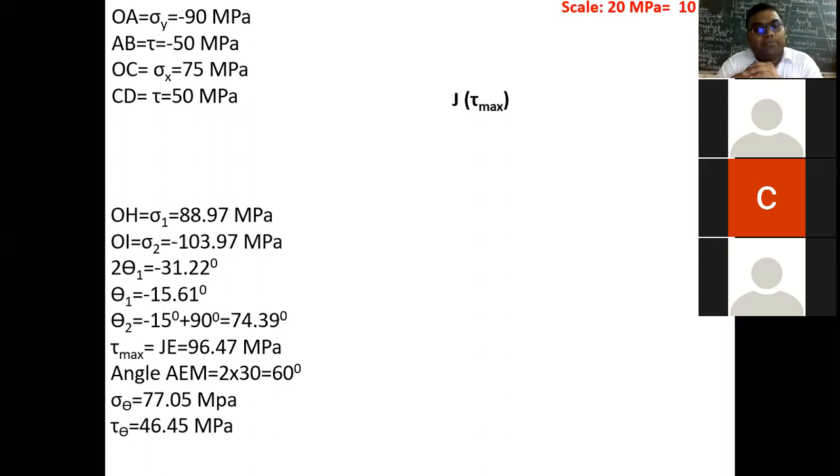So let's start. We have all the data given. We have sigma y is minus 90 megapascal. It is mentioned in the question itself. Tau at the plane where sigma y is acting is minus 50 megapascal. Understood? Minus 50. Tau which is acting where sigma x is acting is 50 megapascal. So this data is given in the question, and now you need to find the values of sigma 1, sigma 2, theta 1, theta 2, tau max, whatever you are asked in the question.